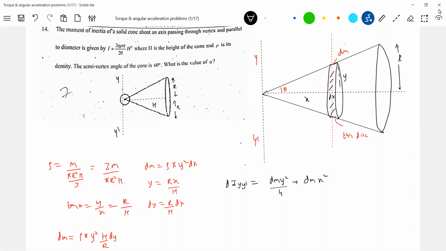So are you able to understand this one? So how to calculate the dm? There's a method. Then what should be the limit? 0 to capital H, because this is x equal to 0 and this is x equal to h. Just mathematics, nothing to do with that. So what should be the limit now? So here only I'll put the limit total, and this should be 0 to h.